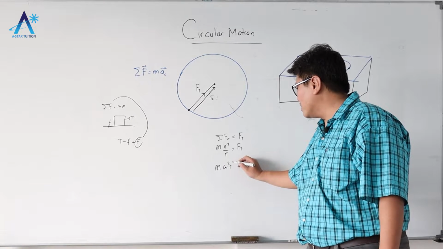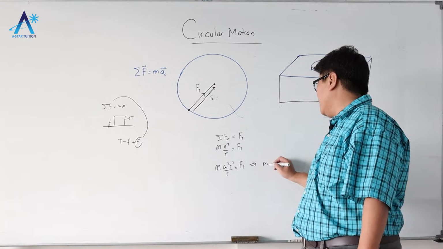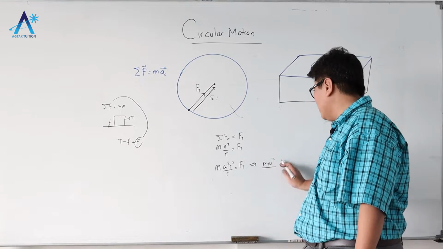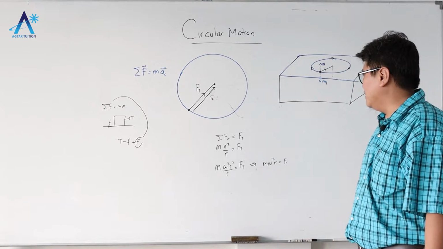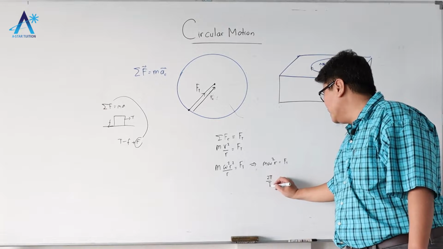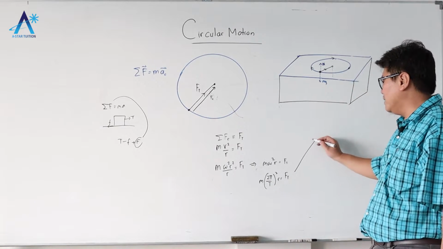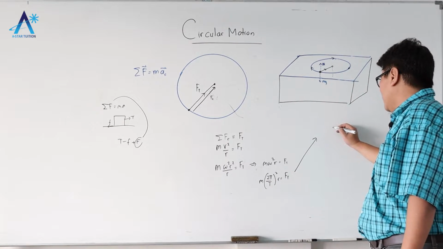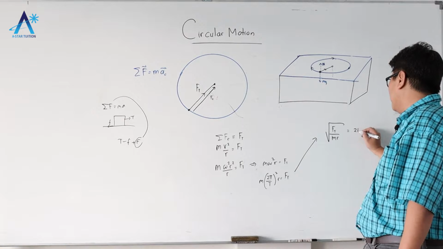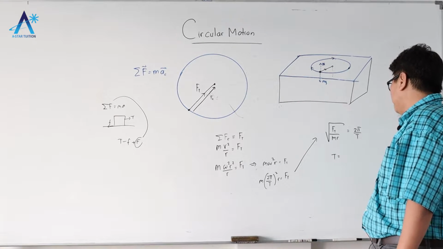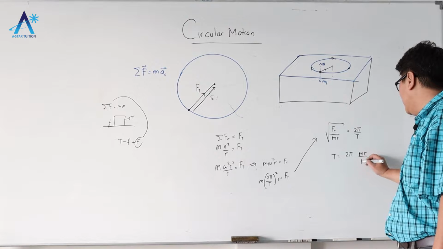And remember, v is omega r, so v square is omega square r square, because you squared. So here, m omega square r equal to the tension. And because omega is 2 pi over the period, we can actually calculate the period by rearranging. So Ft over mr, if you take the square root, that's equal to 2 pi over period. So the period is equal to 2 pi times the square root of mr over Ft.